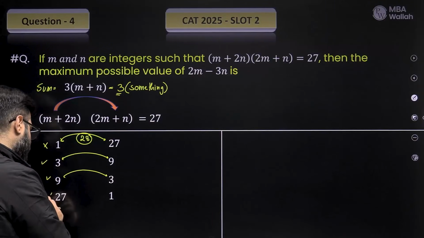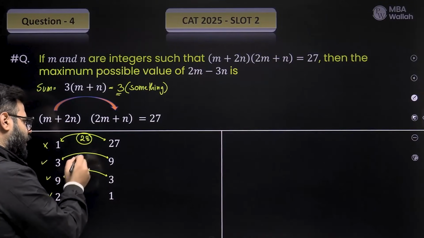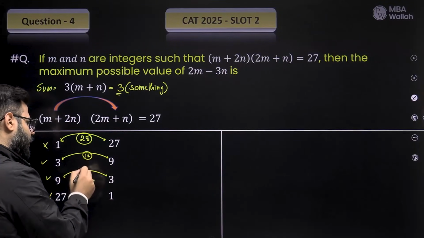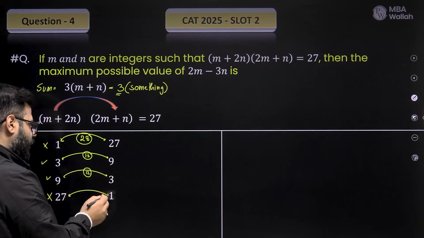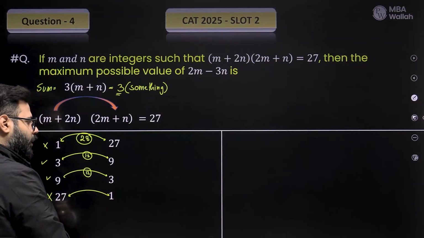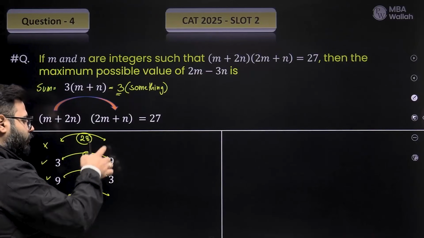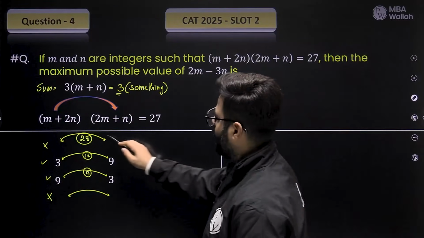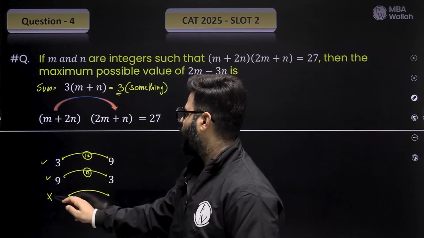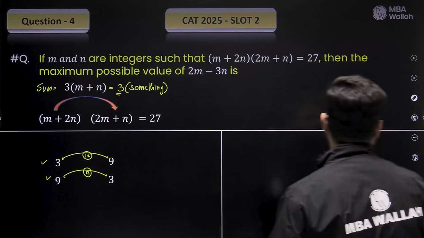This is not. 27 plus 1, again 28. Here you get a sum of 12, 3 into something. Here you get a sum 3 into something, 12. This is definitely not. So that means we can get rid of the first and the last one because their sum is 28. Now, guys, you are at a 95 percentile thinking.